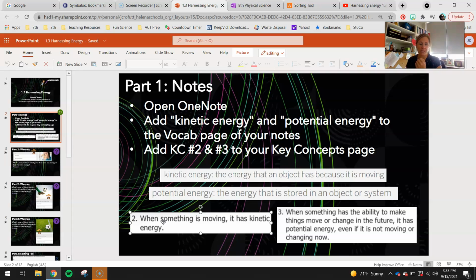When something is moving, it has kinetic energy. When something has the ability to make things move or change in the future, it has potential energy, even if it's not moving or changing now. So even though we don't see it moving or see it changing, it doesn't mean it doesn't have energy. If it has the ability to move and change, then it would have potential energy.